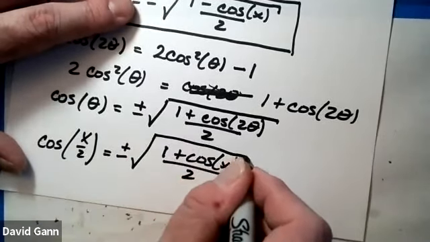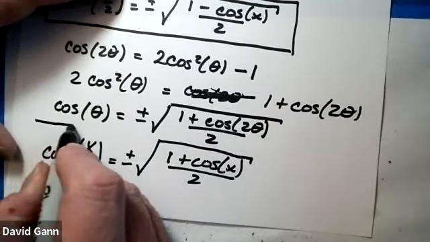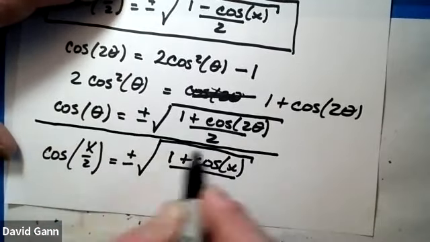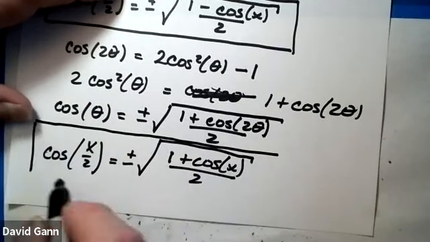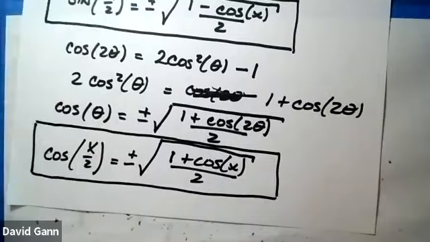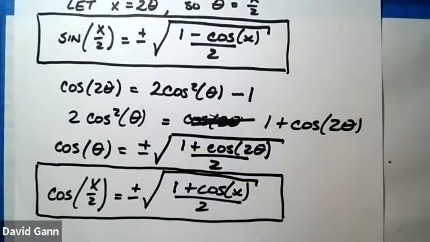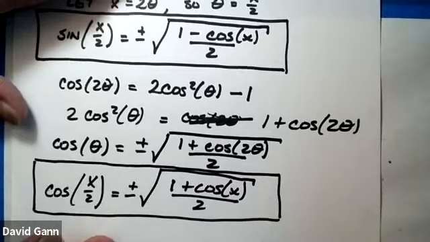And again, the text and nobody ever makes any attempt to rationalize this denominator. It doesn't really clean up anyways. You end up with 2's everywhere and whatever else. Okay, so that's the half angle identities for sine and cosine. Let's talk about the half angle identity for tangent.